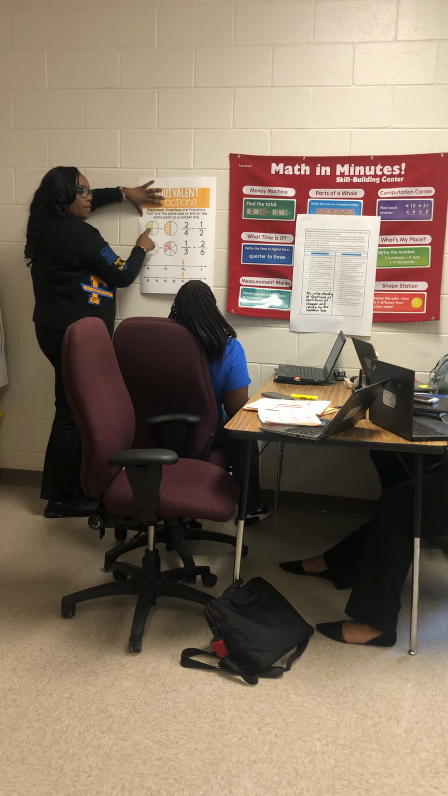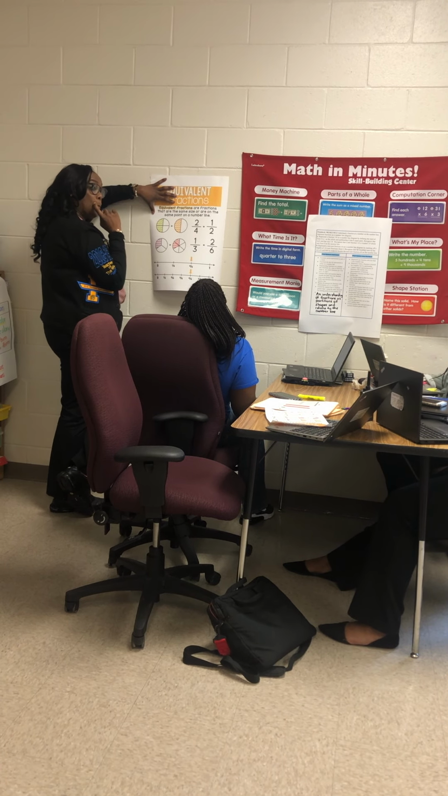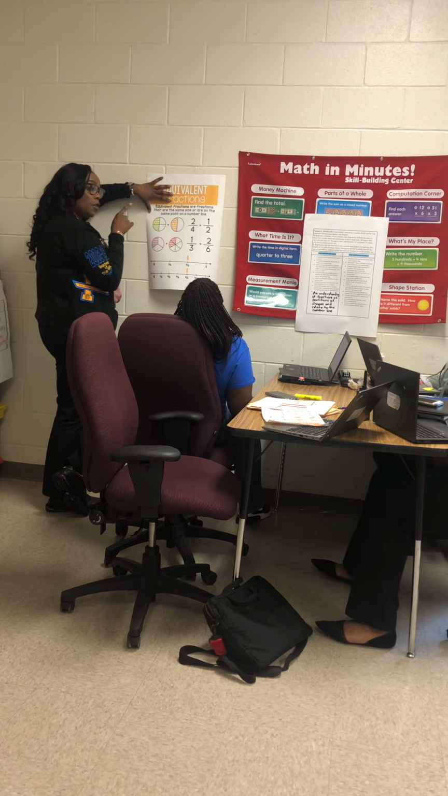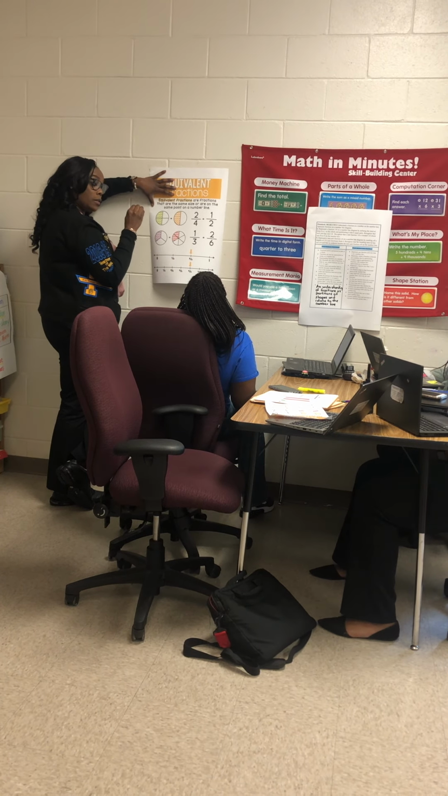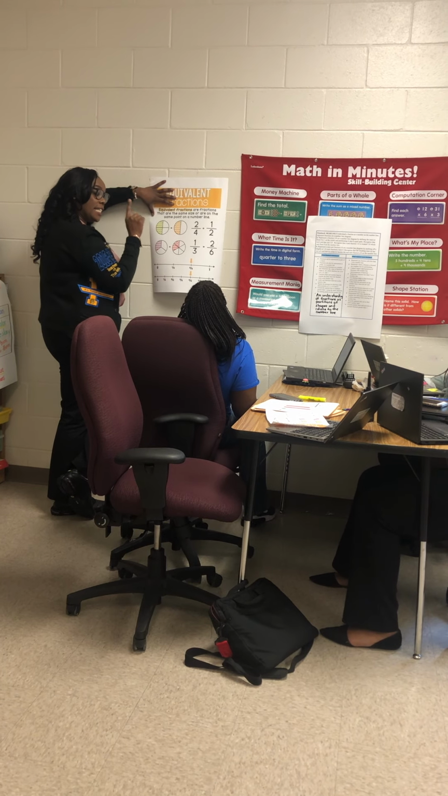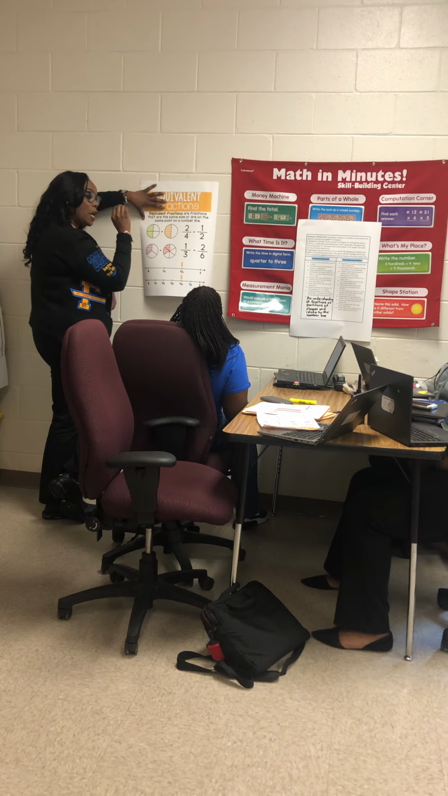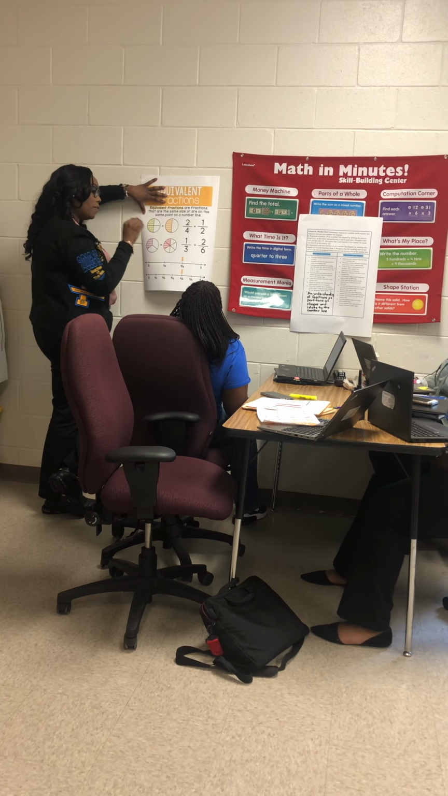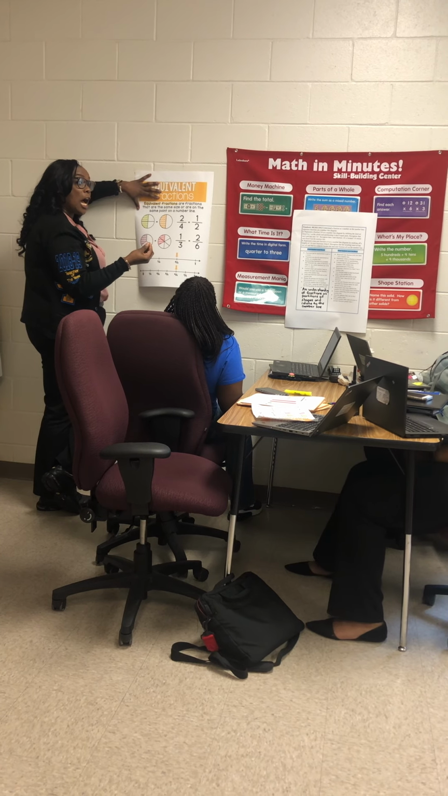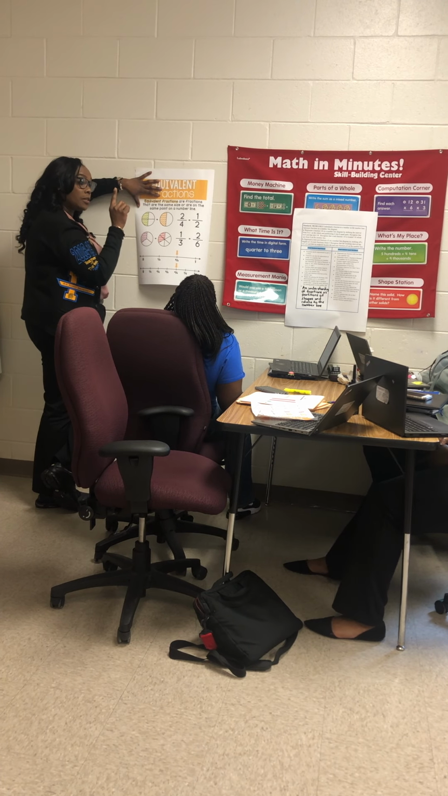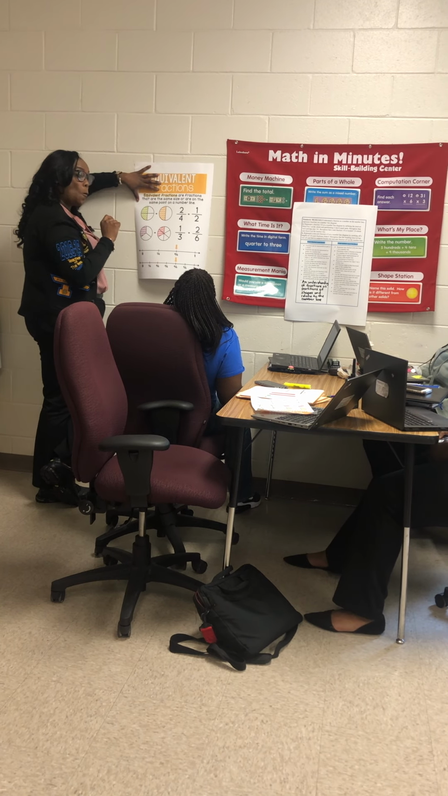1/4, 1/4, 1/4, that gives me 3/4. So 1/4 plus 1/4 plus 1/4 is 3/4. 1/4 is called a unit fraction. But I also need to think of 1/4, 1/4, and 1/4 as 3/4, which is a non-unit fraction. Non-unit means that the numerator is not 1.